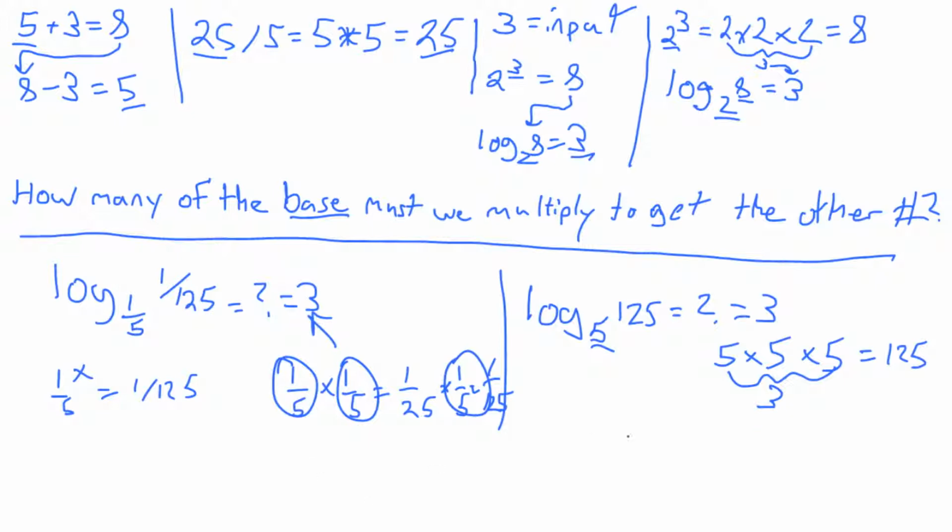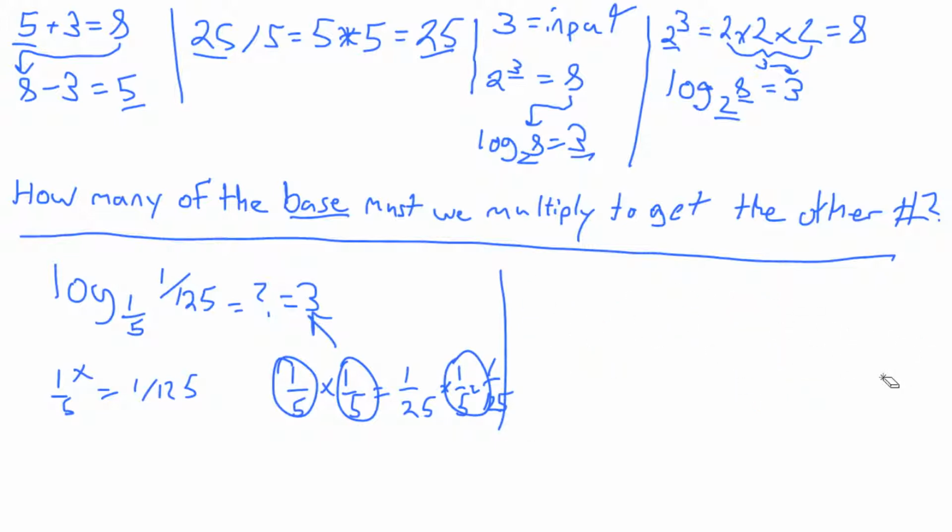Now we're going to make it a bit trickier, and instead of using two fractions or two non-fractions, I'm going to mix it up. So we'll have log base 5 of 1 over 125 equals what? Which means what we're asking again is how many times do I have to multiply 5 by itself to get 1 over 125? Well, it seems like no matter how many times we multiply 5, how are we going to get a fraction from multiplying 5?